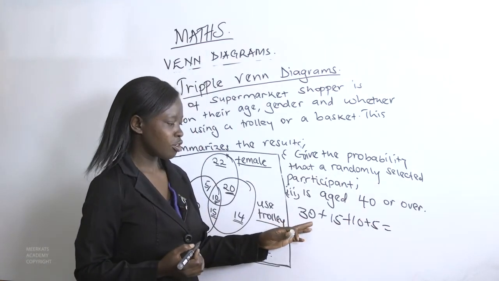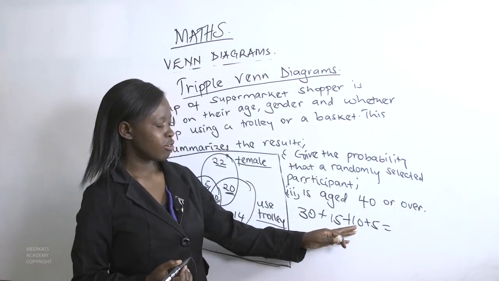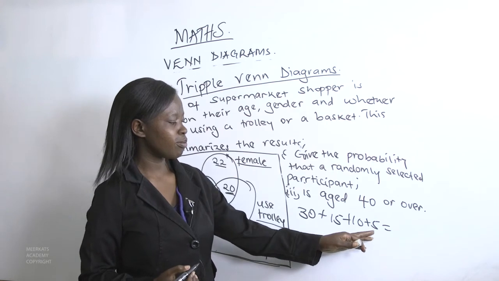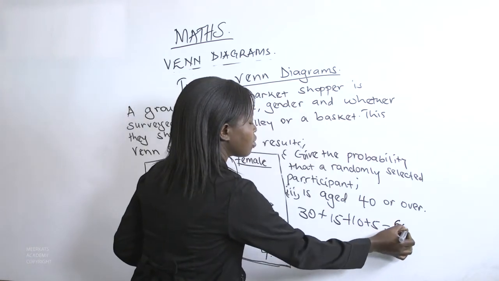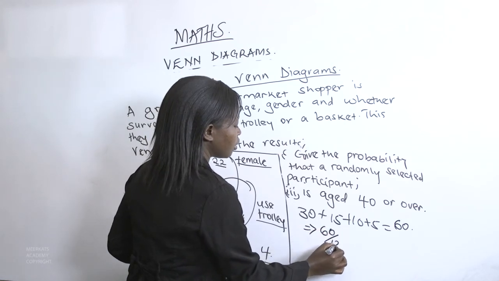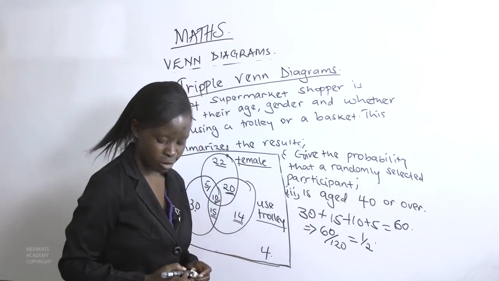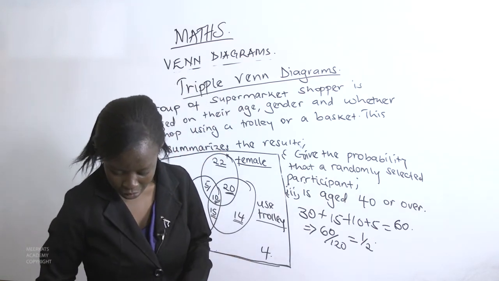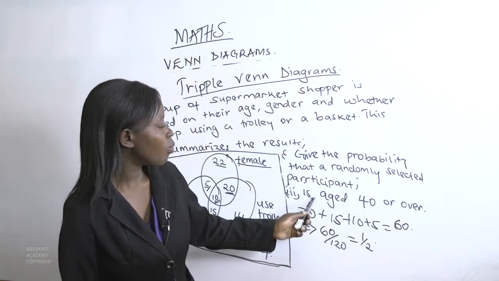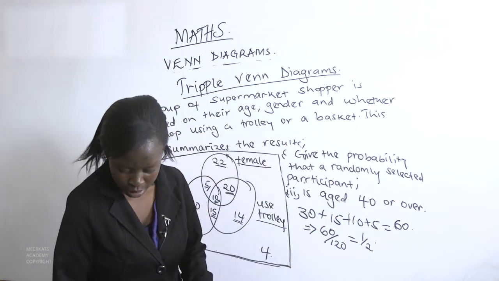So we have 30 plus 15, 45. 45 plus 10, 55. 55 plus 5, we get 60. So the probability will be 60 over 120, and when we simplify, we get a half. So the probability that a person selected at random from this group will be aged 40 and above is a half. Part 4.